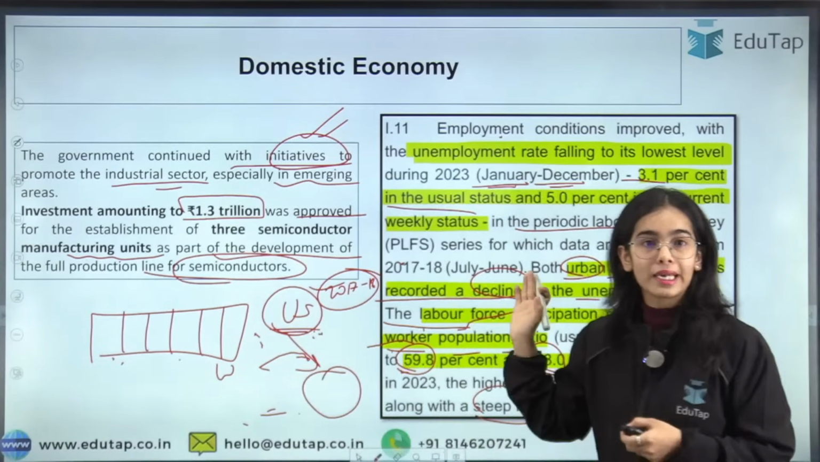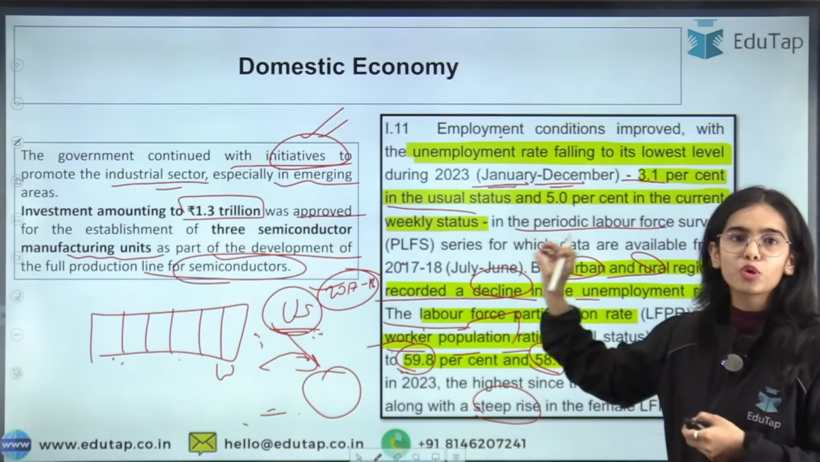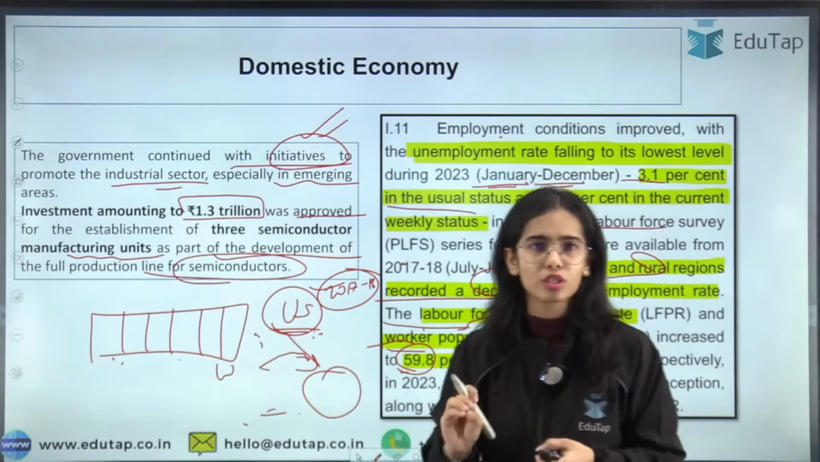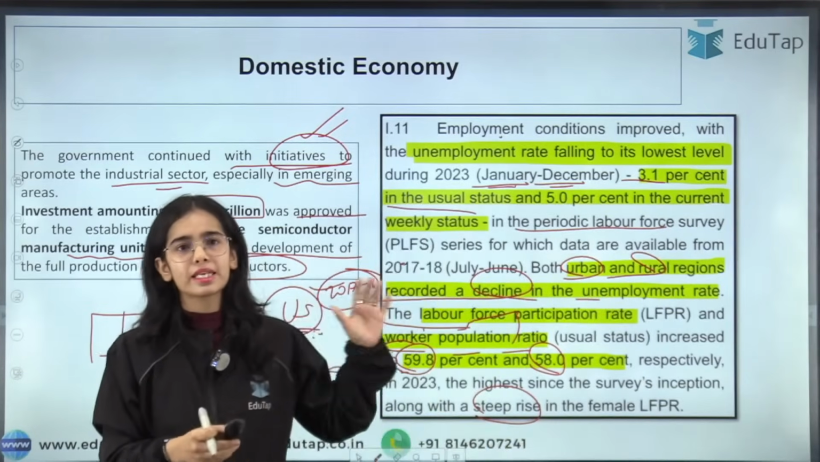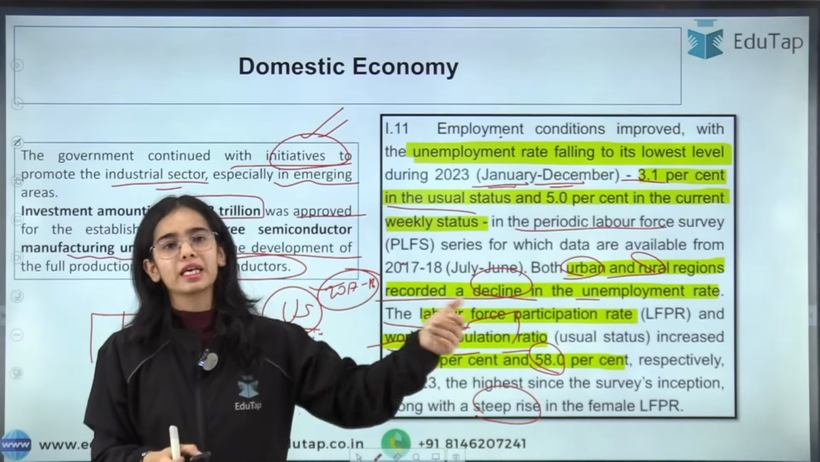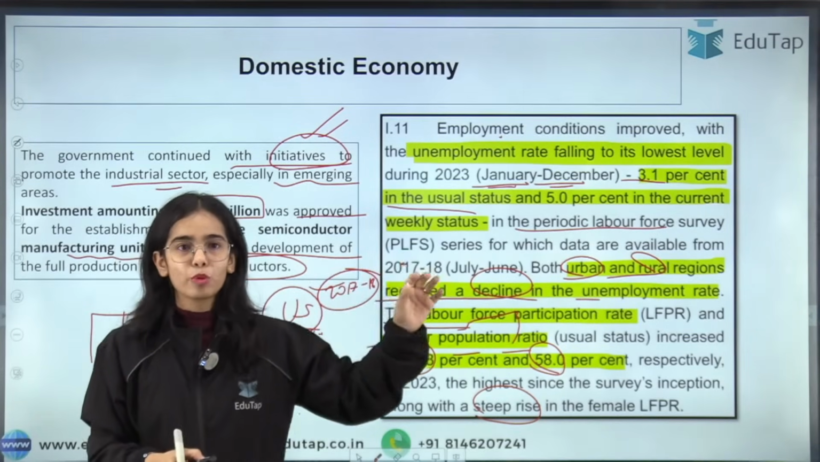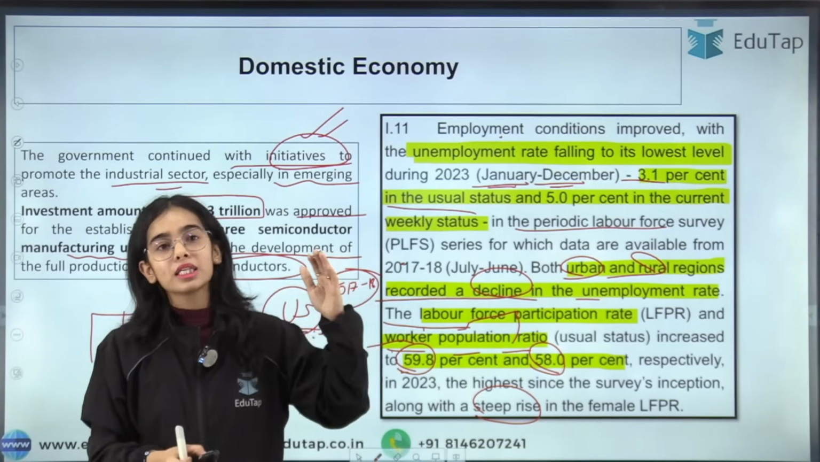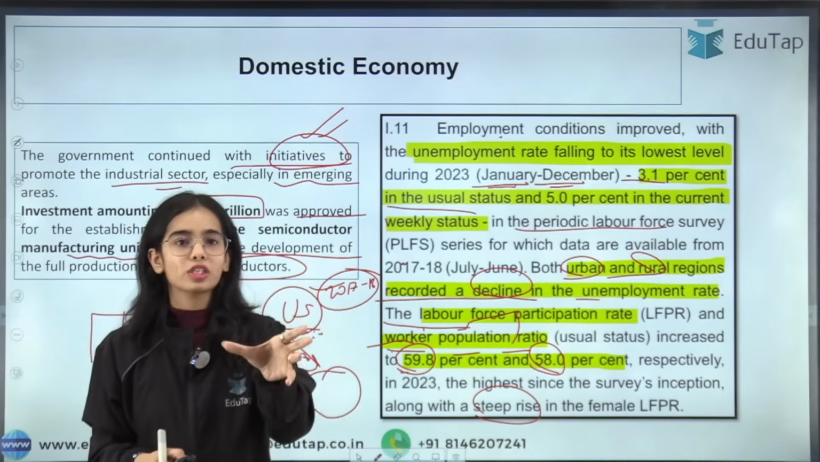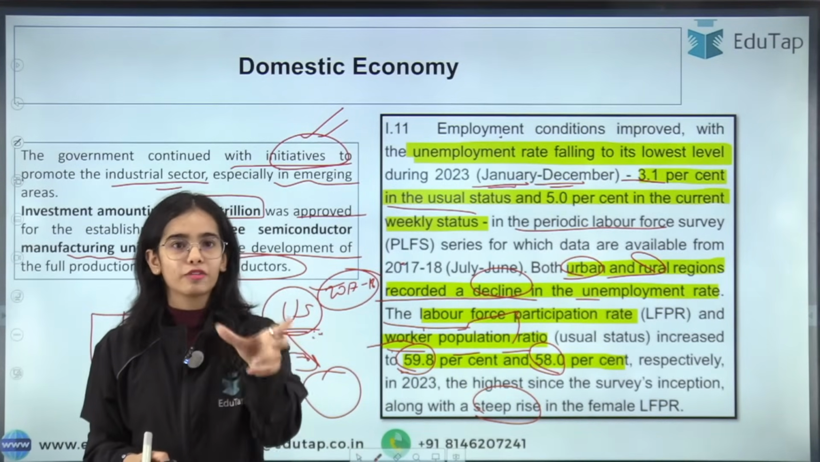Understood? Is there any confusion here? I hope you have understood the terms in your static also. I have given you a brief idea. Usual status is for 1 year. The reference period is taken and it is seen what the unemployment rate is in the 1 year time period. The current weekly status is seen for the week as the reference period.